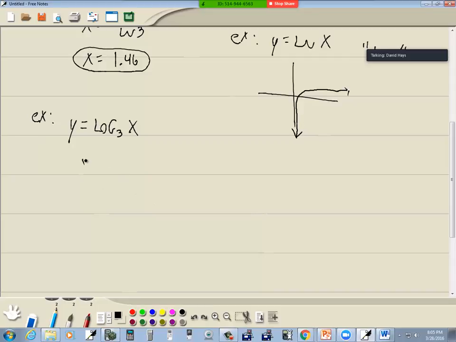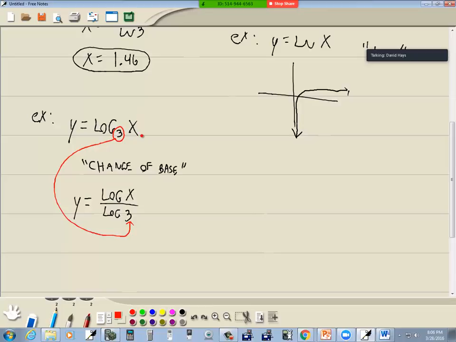But what we use is something called the change of base. We're going to rewrite this as y is equal to log x over log 3. Now how it works is whatever your base is always goes on the bottom, and whatever follows your log always goes up on top.